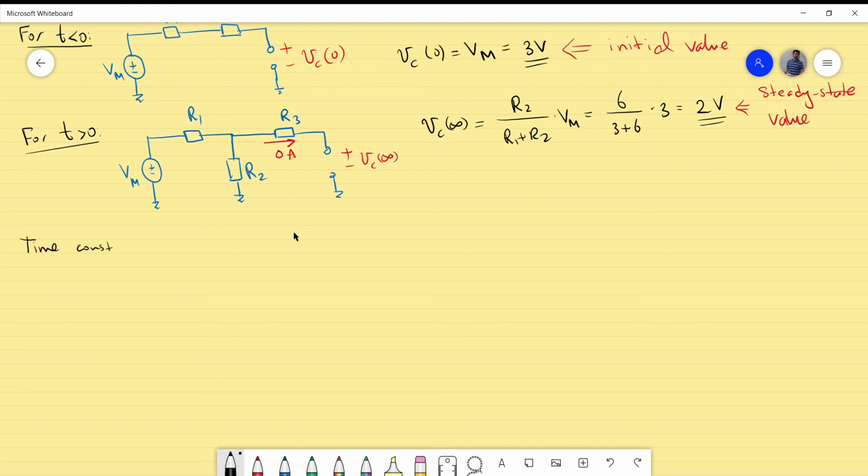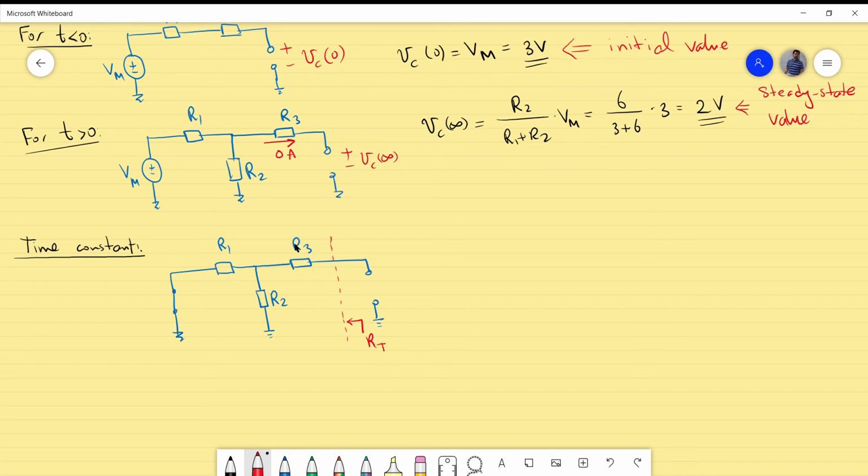For the time constant, we have another situation. The circuit we have now has the independent voltage source as a short circuit. R1 is still in place. R2 is still in place. R3 also, and we are looking between the terminals, and we would like to know the Thevenin resistance, because for an RC circuit, tau is given by R Thevenin times the capacitance C. So you need the R Thevenin and C. Now we don't have the R Thevenin yet, so let's calculate that first.